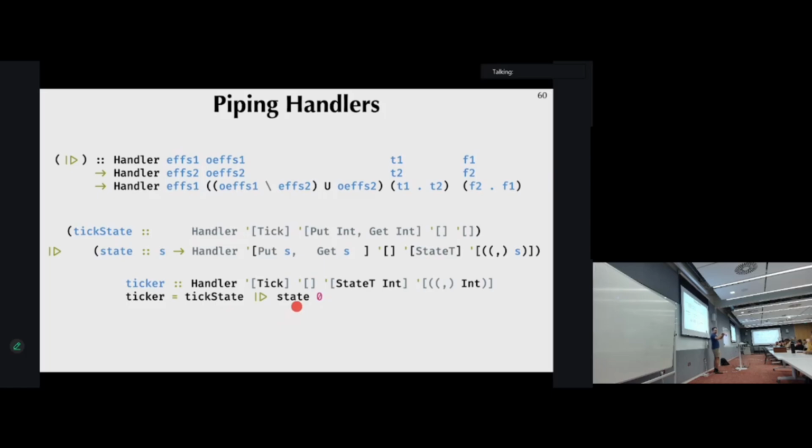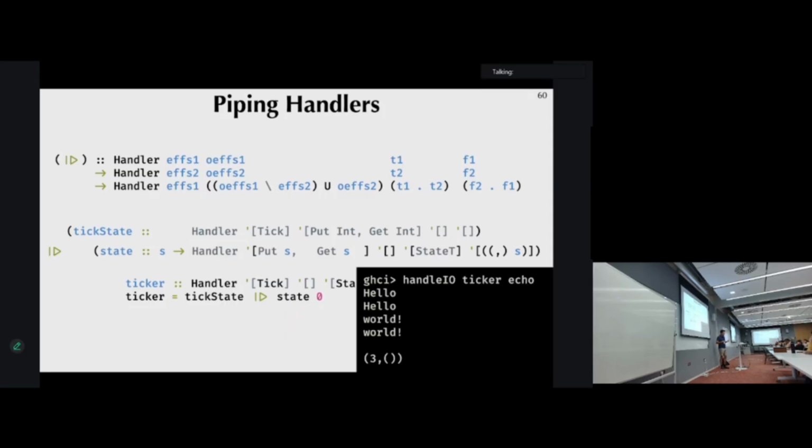So now we've got the compositionality of effects coming into play. We've got a kind of new semantics coming out of two semantics composed. So now we can say handle ticker echo, hello, hello, world, world, and then 3 comes out because we entered 1, 2, 3 lines, including the empty one. And so the program worked.